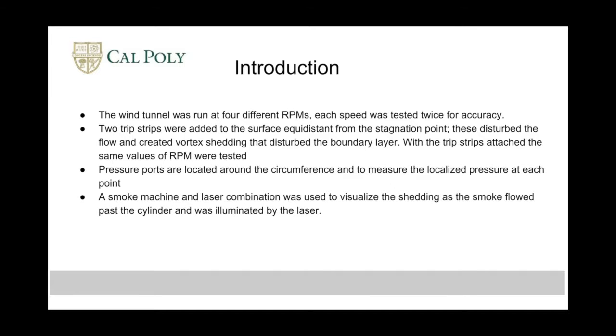In this experiment, the Cal Poly low-speed wind tunnel was used to evaluate the boundary layer as it formed along the surface of a cylinder that was placed in the flow. The wind tunnel was run at 4 different RPMs. Each speed was tested twice for accuracy.